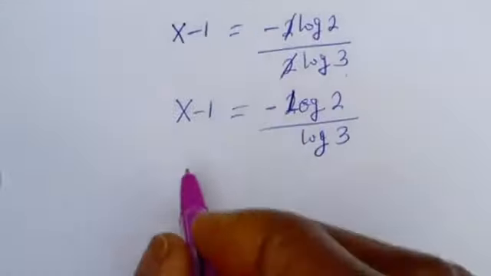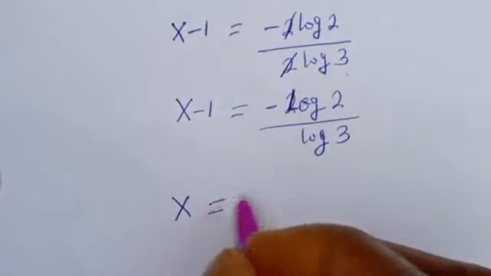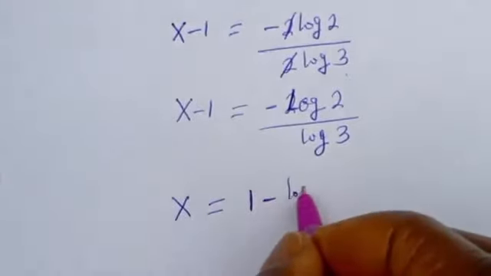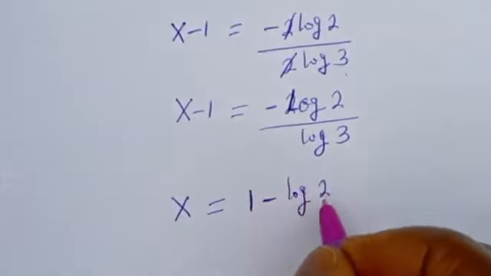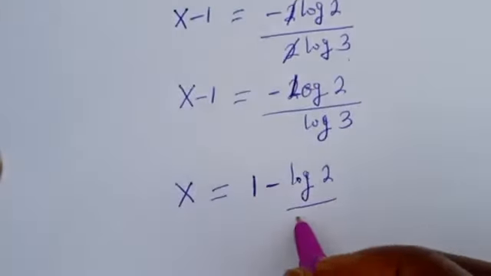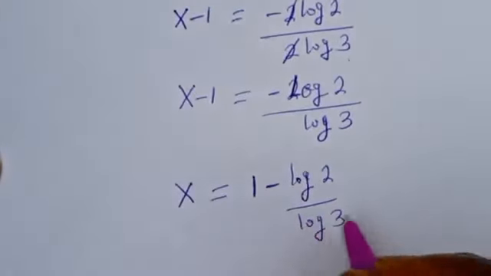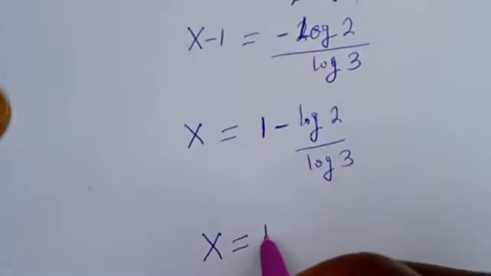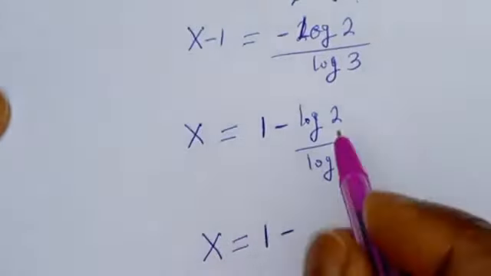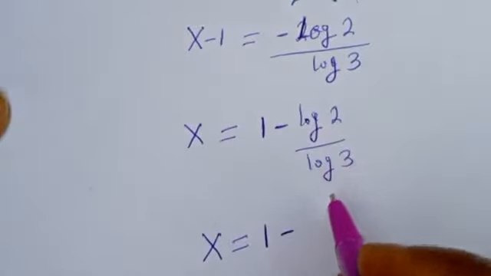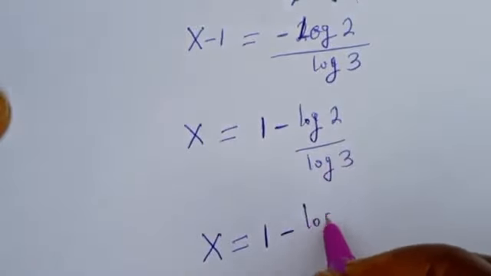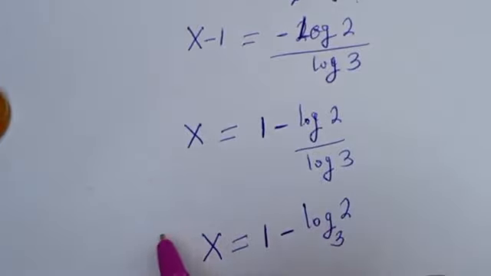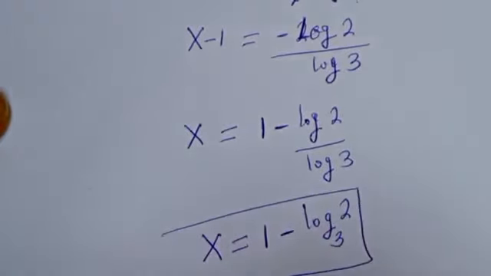Then this is x is equal to 1 minus log 2 over log 3, and x is equal to 1 minus log 2 over log 3 can be written as log 2 base 3. This is the final answer.